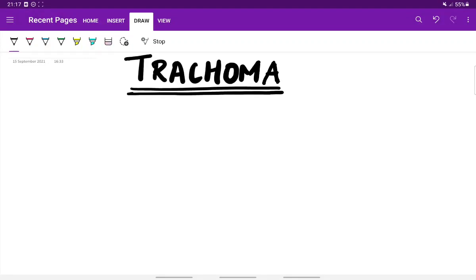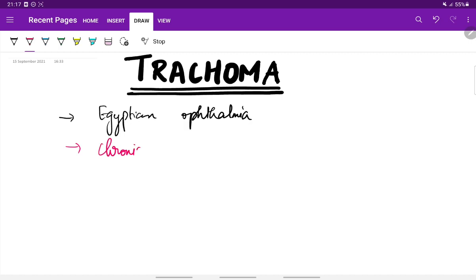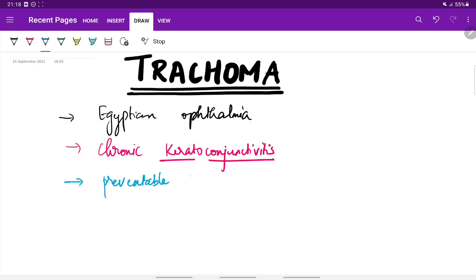Let's see about trachoma. Trachoma is also called Egyptian ophthalmia. Trachoma is nothing but a chronic keratoconjunctivitis. That is, it involves both the cornea and the conjunctiva. This trachoma is one of the leading causes of preventable blindness in the world.